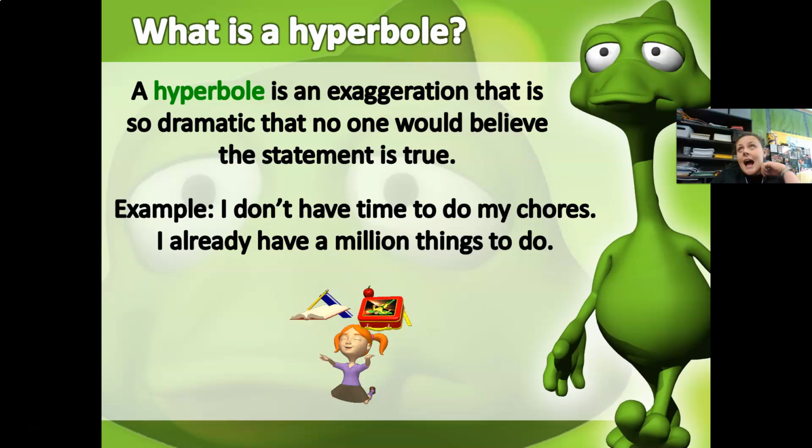I don't have time to do my chores. I already have a million things to do. No one has a million things to do, but you can feel like you have a million things to do and you can describe it that way. You can exaggerate. That's hyperbole.